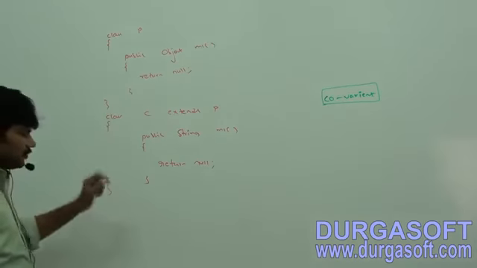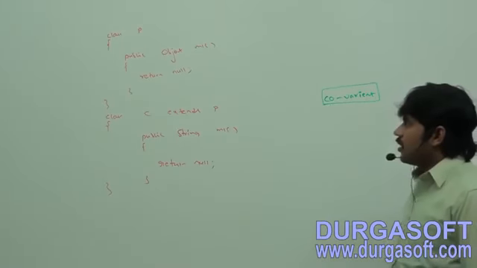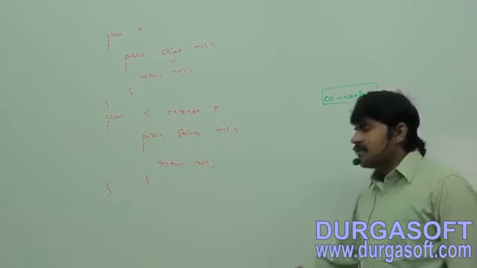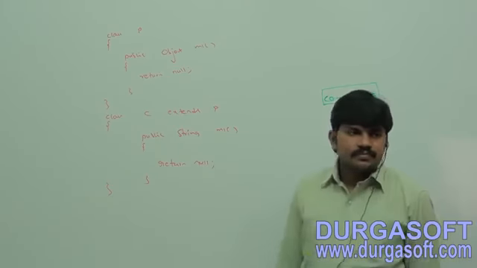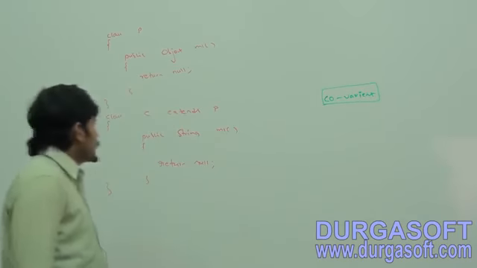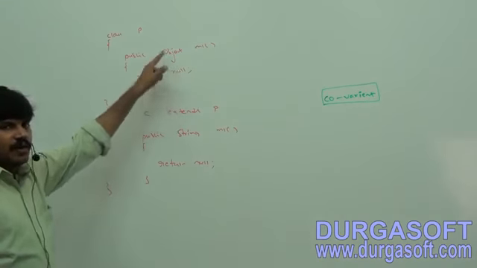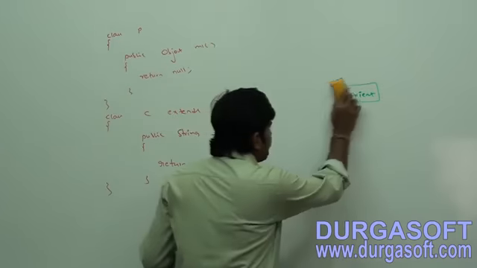Take this example. Class P, public Object M1, return null. So in the case of Object expectation, null is the valid value for Object. Null is the valid value for a String. That's why return null is acceptable.